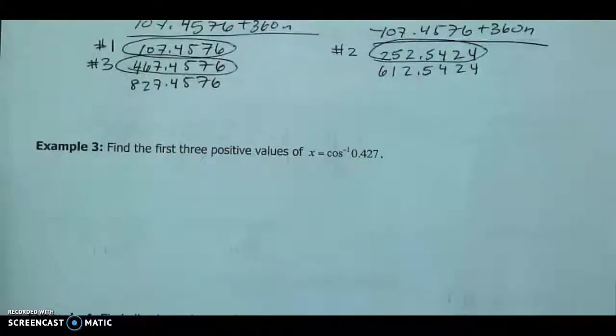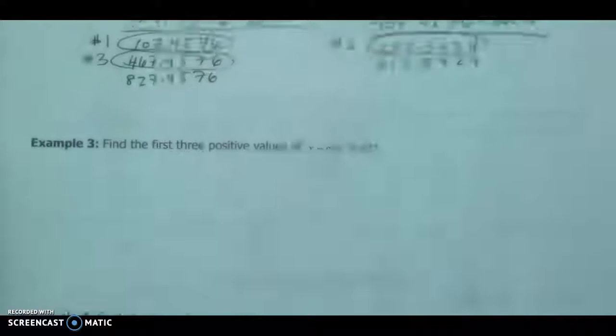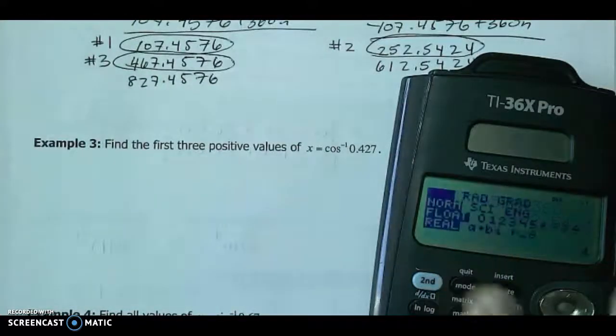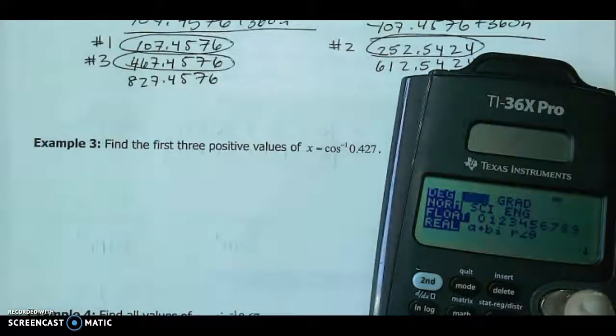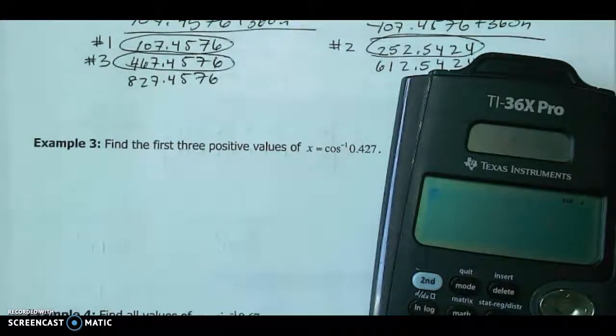Example 3, new problem, we're in radians now because they have an x. So you're going to go to whatever your calculator does to change the mode, change it into radians, and type in inverse cosine of 0.427. And I'm getting 1.1296.